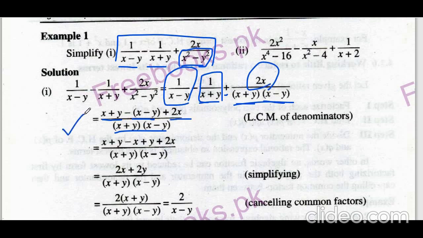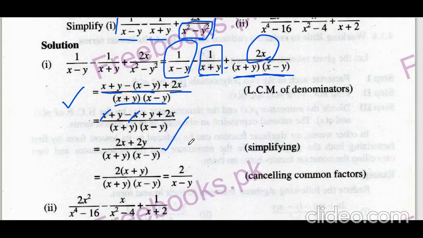In this step we took the LCM of the denominators. Now just simplify the numerator. (x plus y) minus (x minus y), just open the bracket, plus 2x. x plus, and this is minus, so it is cancelled. 2x plus y, that is 2y. The denominator is as it is.